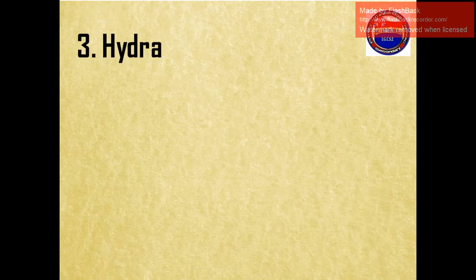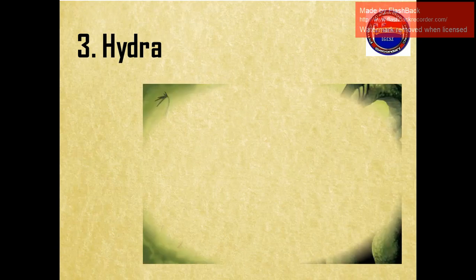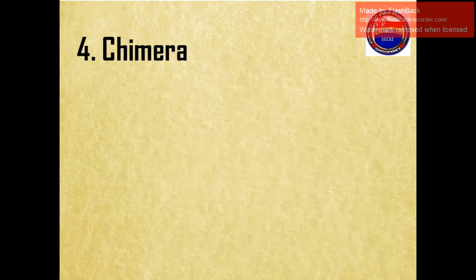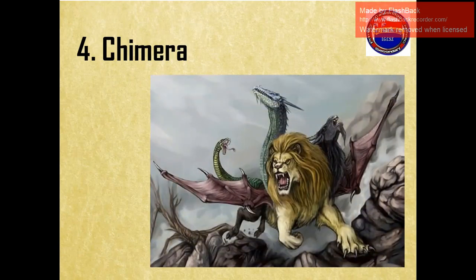The Hydra. The Hydra is a massive and poisonous serpent with 9 heads, or maybe more. Every time one head was injured or cut off, another 2 grew in its place. The Chimera. The Chimera was a monstrous fire-breathing creature made of the body of a lioness with a snake tail and a goat's head on its back.